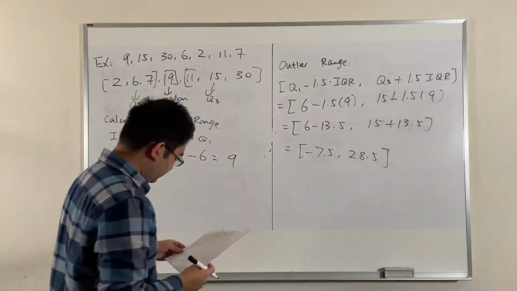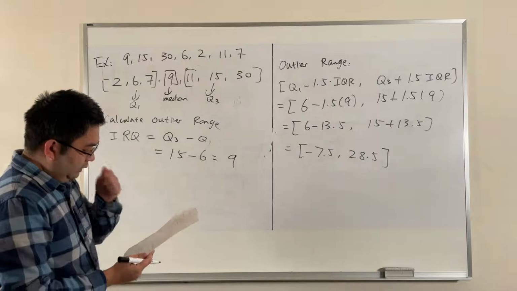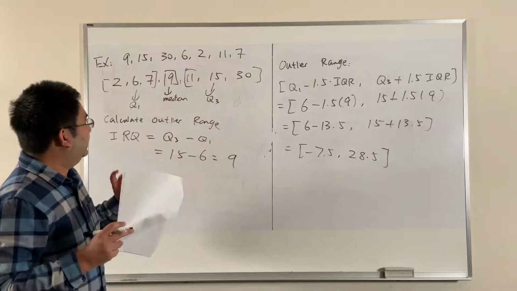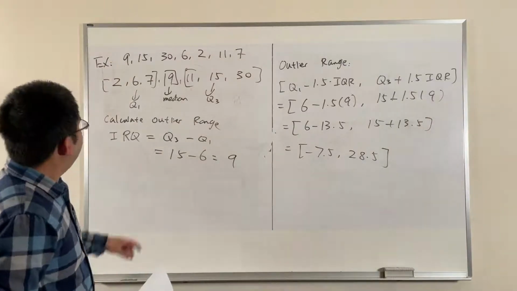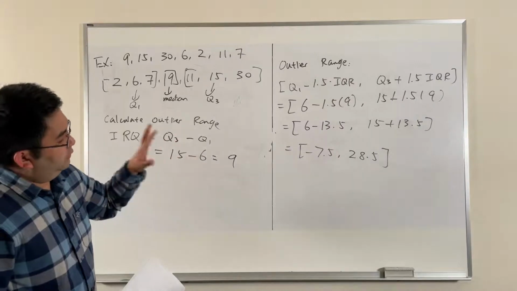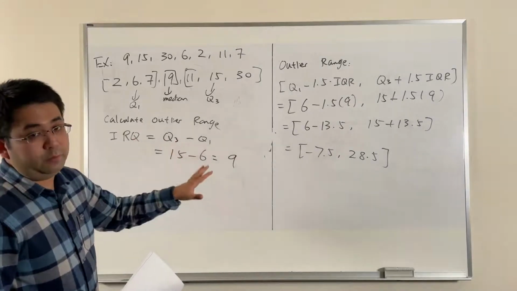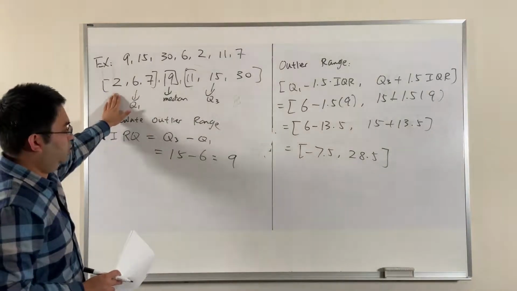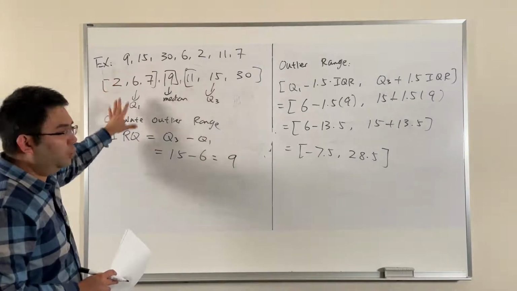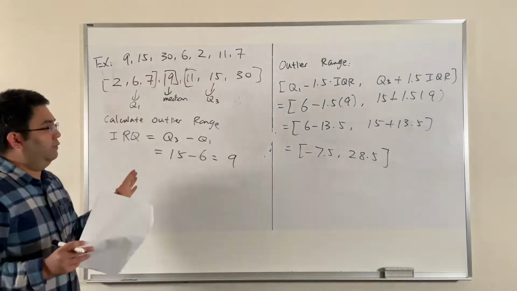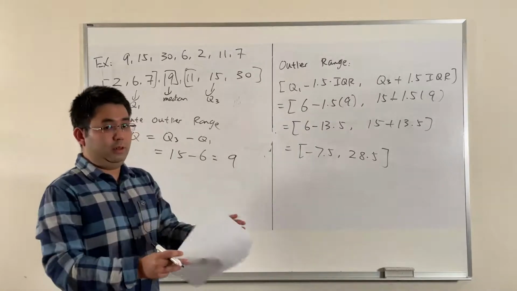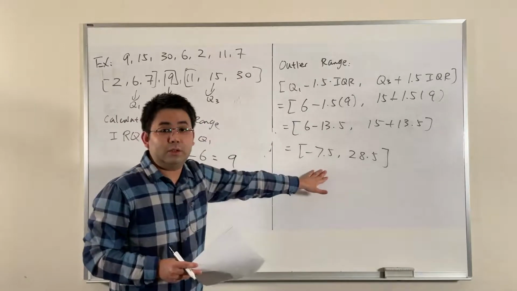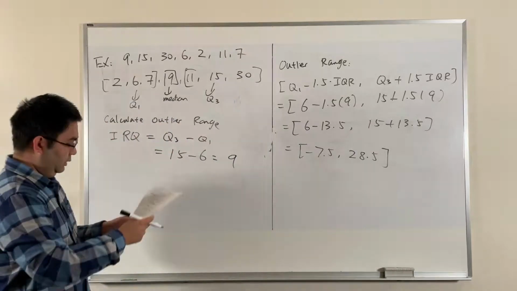Okay, cool. And now we want to see if there's any outlier in our data set here. Are there any numbers that are less than negative 7.5? And the answer is no, right? The smallest number we have is 2, so we don't have a small outlier. So check: do we have a big outlier? The answer is yes. Look at the 30 here. 30 is outside this range, so this is an outlier.